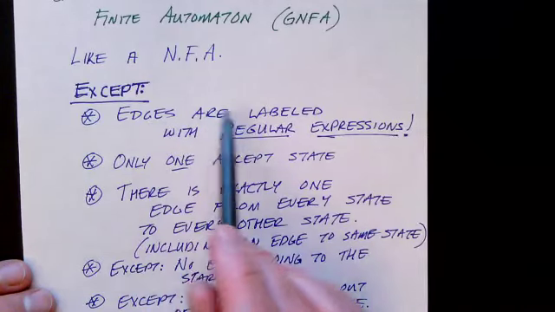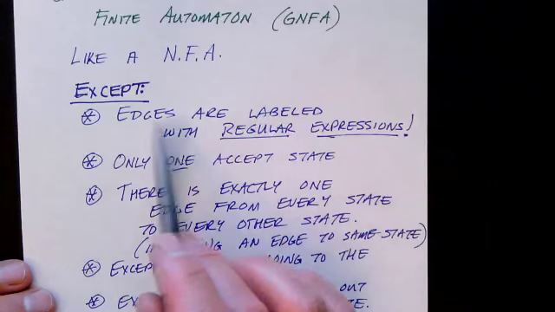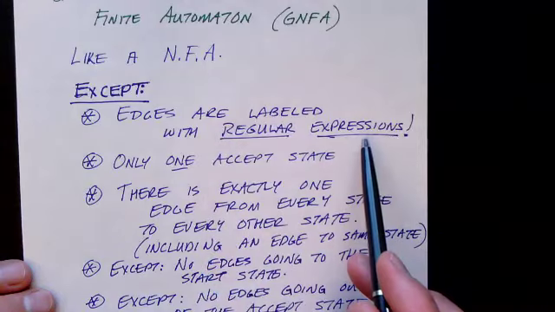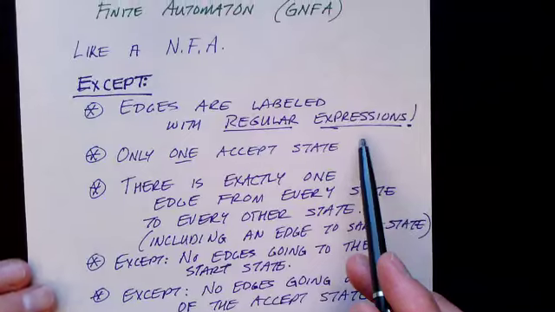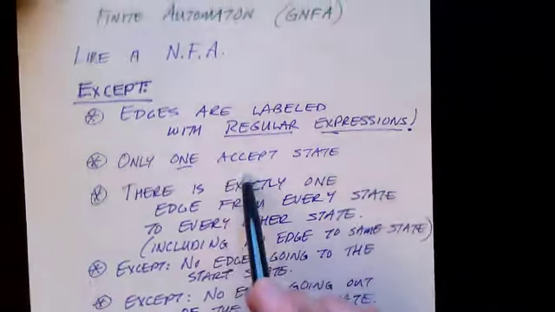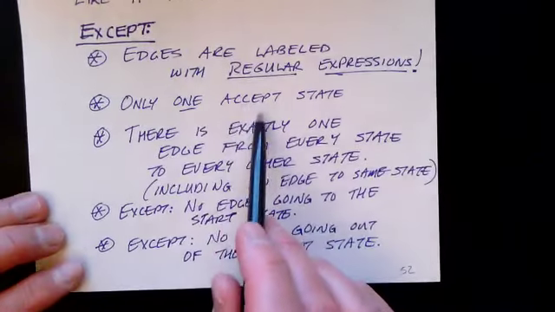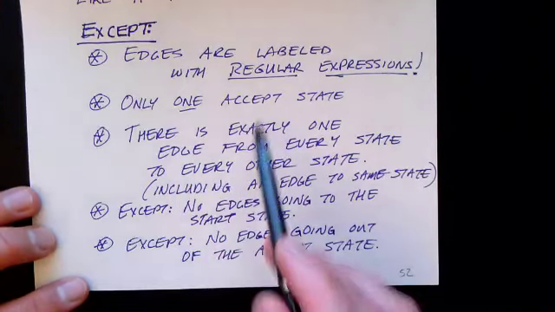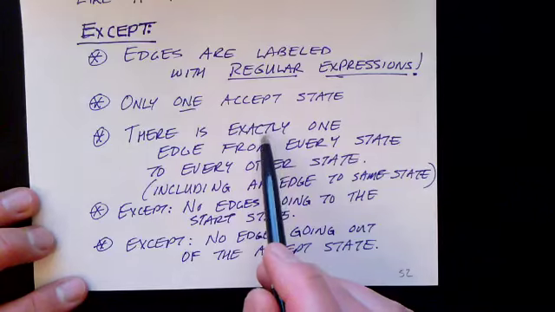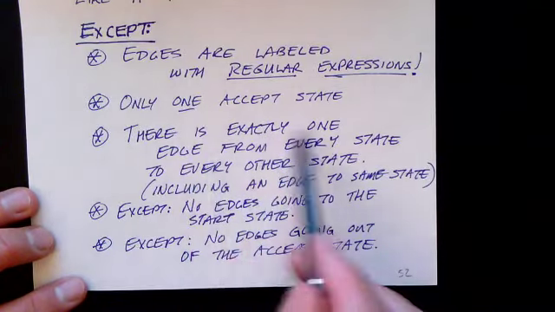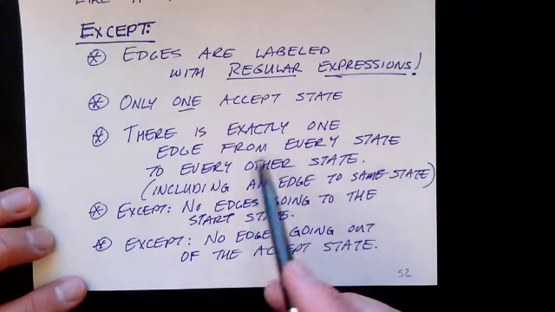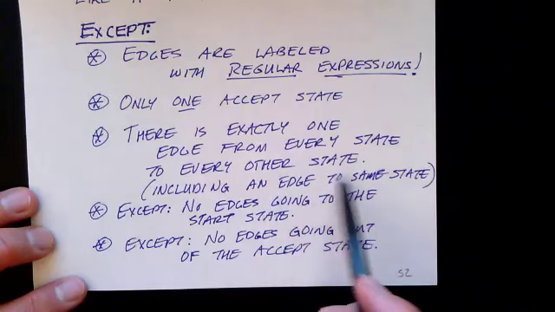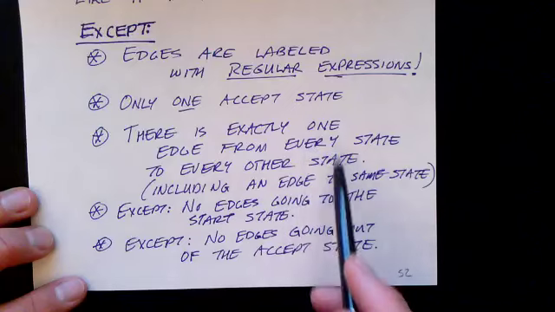The edges are not labeled with a simple single symbol, but instead the edges are labeled with regular expressions. In addition, we have a couple of other constraints. There is only one accept state. Okay? There's exactly one accept state. And furthermore, this machine is fully populated. Okay, there is exactly one edge from every state to every other state, including an edge from a state back to itself. So we've got lots and lots of edges.